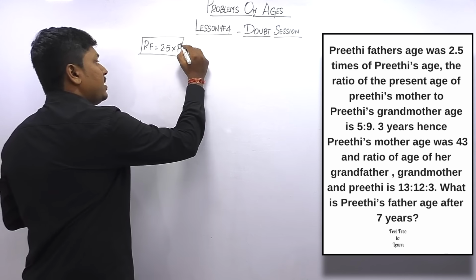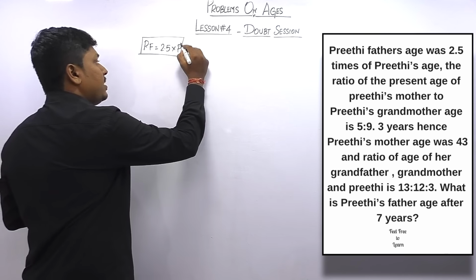And in the next point, what they have given is the ratio of present age of Preeti's mother to Preeti's grandmother. Okay, let me do one thing. Preeti's mother to Preeti's grandmother, where the ratio is given, that is 5:9. Okay, so let me take it as 5x and 9x, right? And in the next point, 3 years hence. What is called hence is after 3 years, right? So after 3 years, Preeti's mother's age was 43.